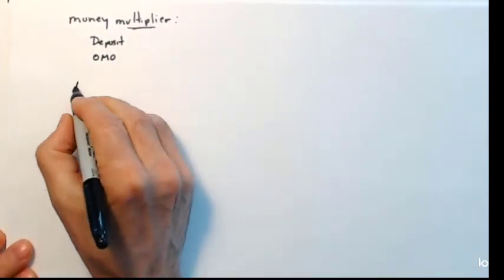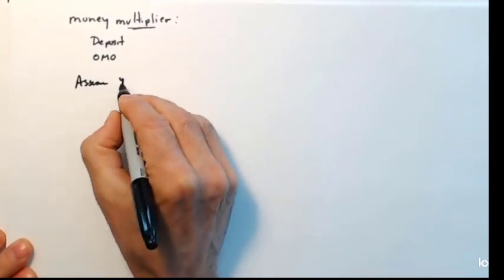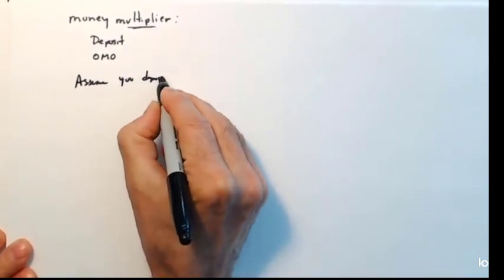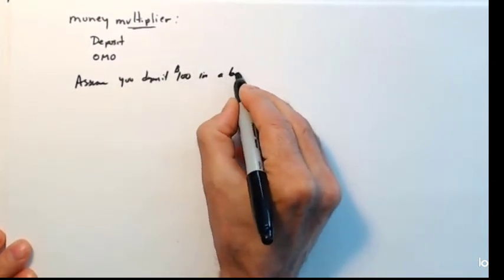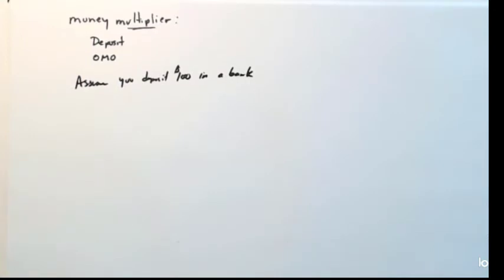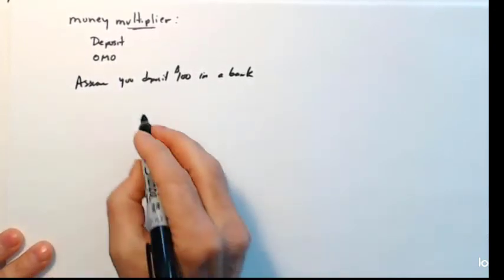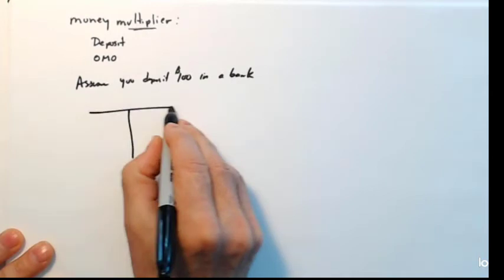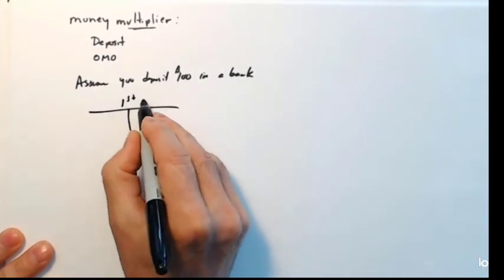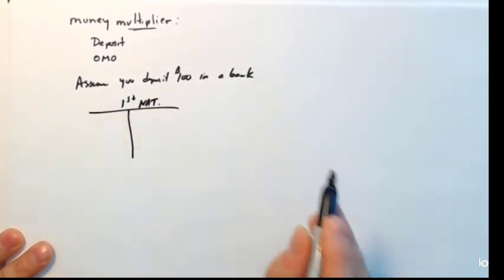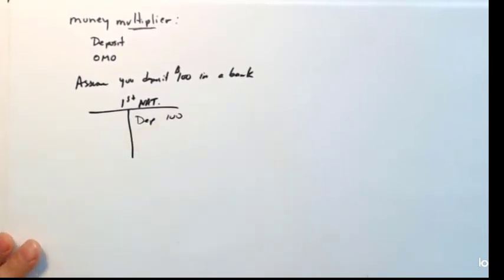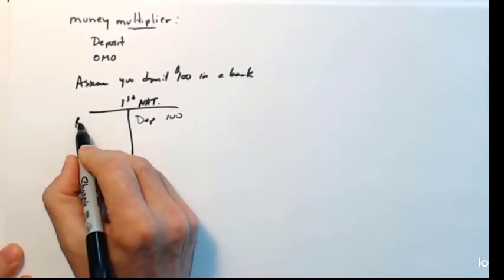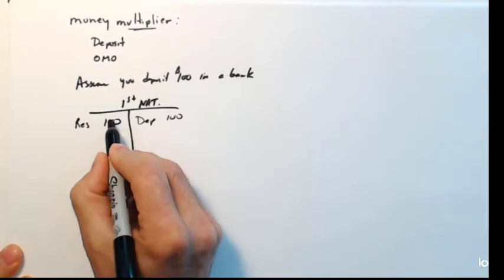Let's assume you deposit $100 in a bank. And what we're going to do is trace it through each bank. So here, we're going to call this First National Bank, and the deposit will be right here as a liability to the bank. Okay? And the bank will get reserves or cash of 100.